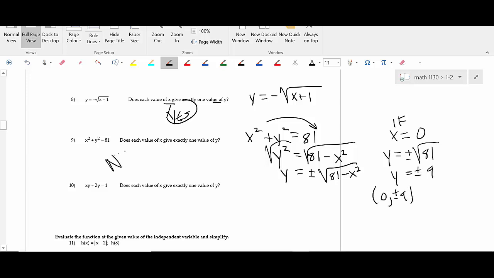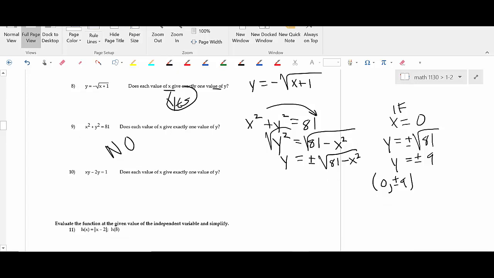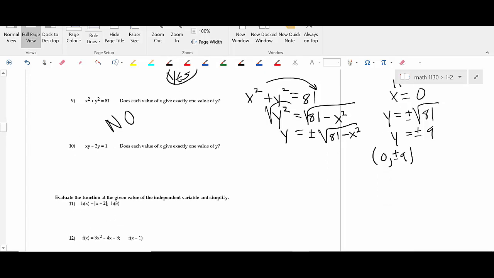So that's not a function. Okay? So what caused this to not be a function? Y squared is what caused that to happen. It's because if you solve that for y, you have that plus or minus, and that's how that works out. Okay? So let's look at one more of these.